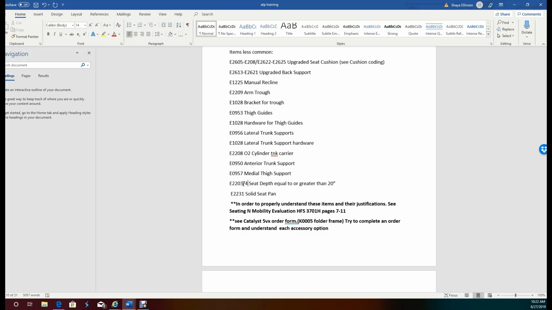E2231 is a solid C-pan. This is a feature that can go onto a K5, where the patient may or may not be able to fold their chair. They have removable solid C-pans, but what it does is eliminate the hammocking effect. When a patient sits in a standard wheelchair with a sling seat, it has that hammock effect where they slouch down in it. Some may want a solid C-pan. You may want to recommend it in different scenarios. There are benefits and setbacks with having a solid C-pan. It's heavier. It doesn't fold as easily, even if you have a removable one.